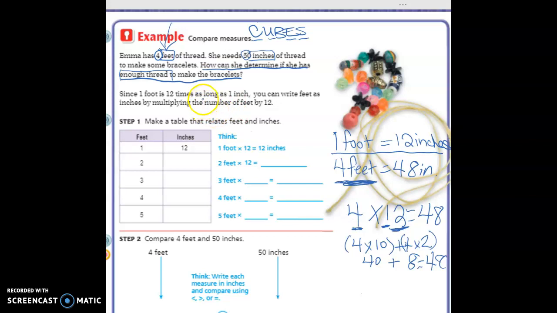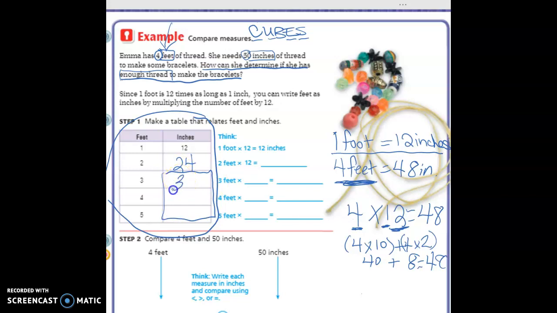So let's go back to this table here. So now we need to know for every 1 foot, we have 12 inches. So now that we know if we have 2 feet, that means I have 2 12-inch pieces. And we should know that 12 plus 12, or 12 times 2, is 24. Now I want you to pause and try to answer these next 3 on your own, and then push play to check your answers.